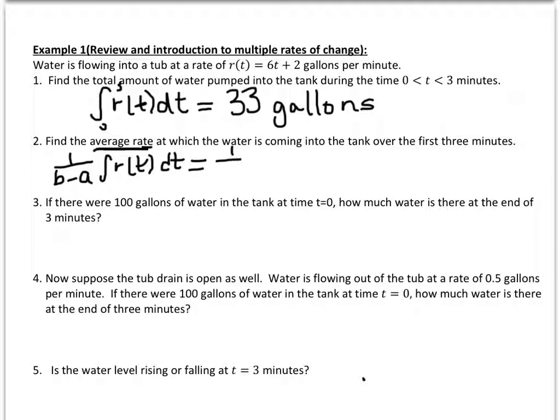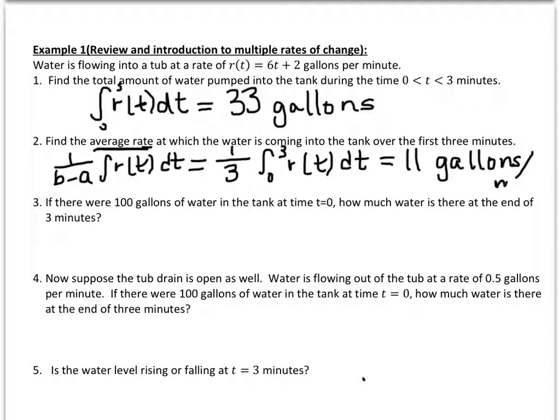And so I'm going to use that formula. I want to use 1 over the first 3 minutes, so 3 minutes, integrating from 0 to 3 of r of t dt. I already know the value of the integral. It's 33 divided by 3, which gives me 11 gallons per minute. Notice why that would be: if I integrate from 0 to 3 of r of t, the units there are gallons, as I know from number 1 at the top. Then dividing by 3 minutes puts me back at gallons per minute. So on average, 11 gallons per minute coming in.